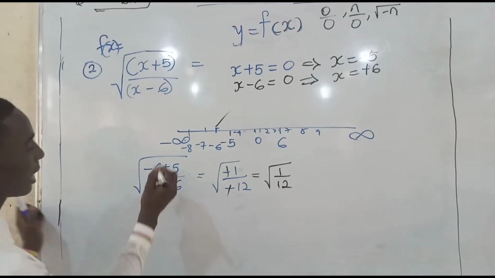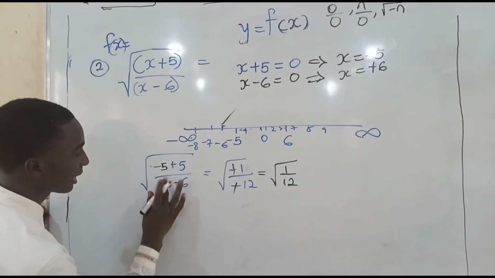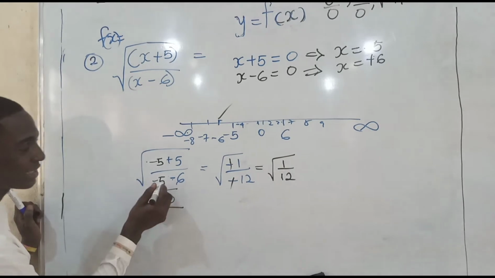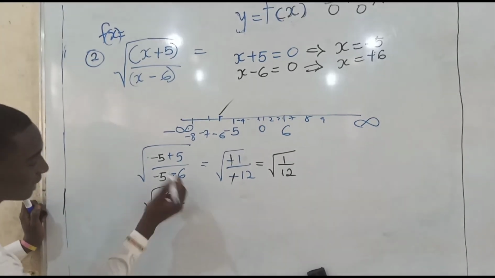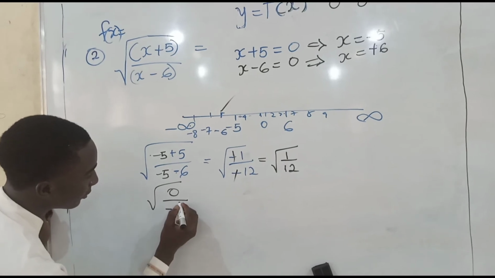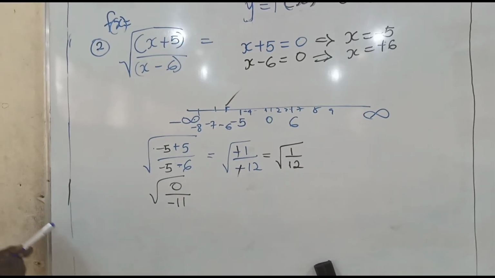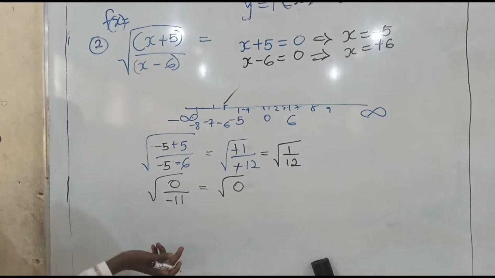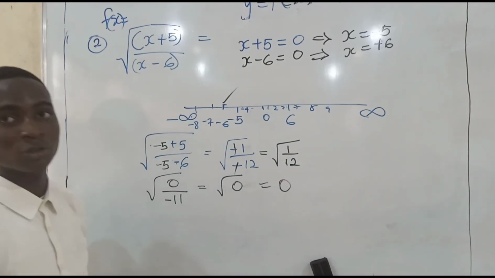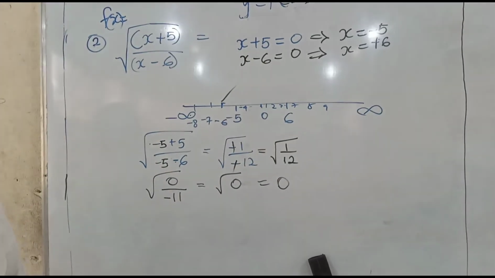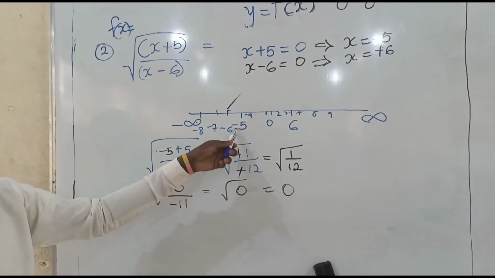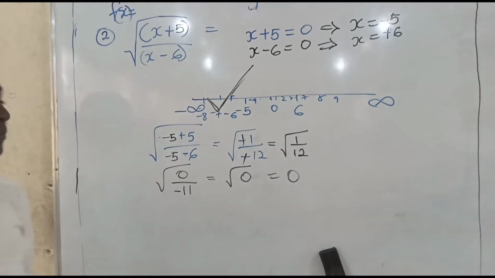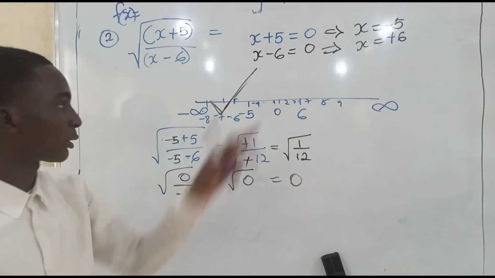Let's try negative 5. If we apply negative 5 here, negative 5 plus 5 will give us 0 over negative 5 minus 6. Negative 5 minus 6 will give us negative 11. So here we are having 0 over negative 11, which gives us the root of 0. If you press it, it will give you 0. The root of 0 is 0. So 0 is also a defined number. So that is to say, negative 5, negative 6, and down to negative infinity, we can apply them, so they are correct.